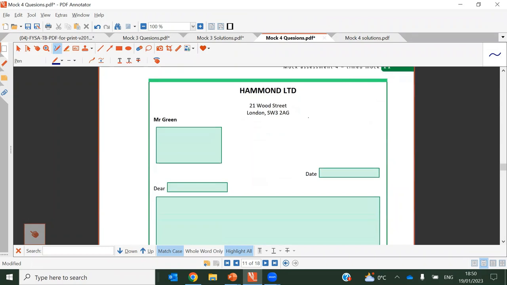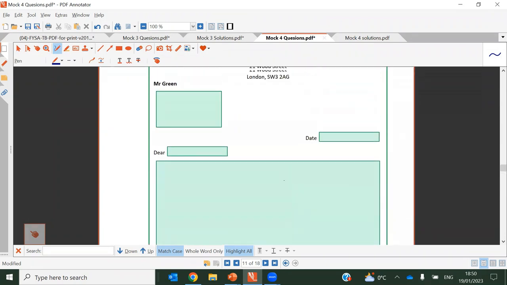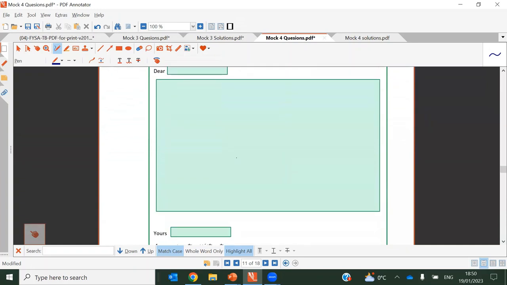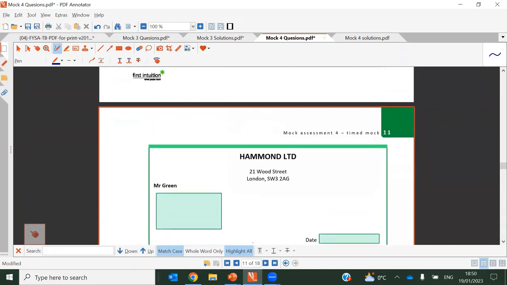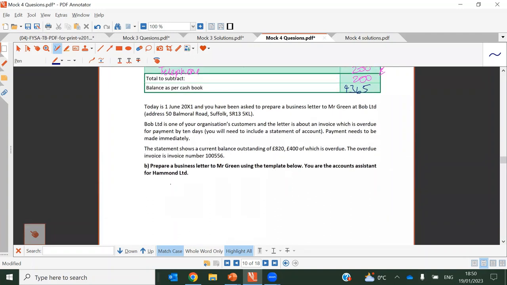Okay, then the final bit, which is obviously the bit people tend not to be quite so happy with, is we're going to be writing this letter. And of course, in the exam, you would be free typing in here. We've highlighted the bits you need to fill in green. So let's have a look at the information we're given though. So today is the 1st of June X1. First piece of information we're going to want to put in, the date. You would date a letter, which is what we're going to have to write.